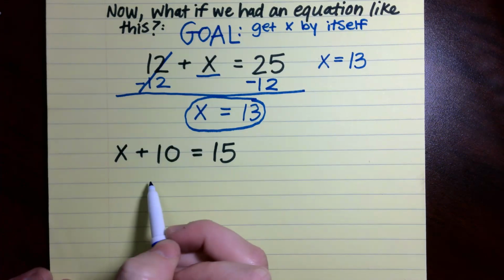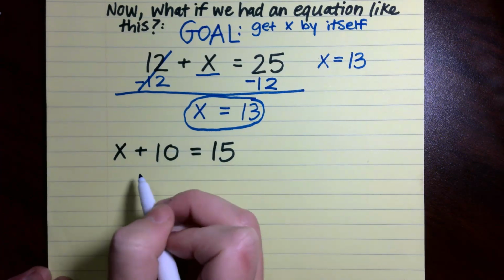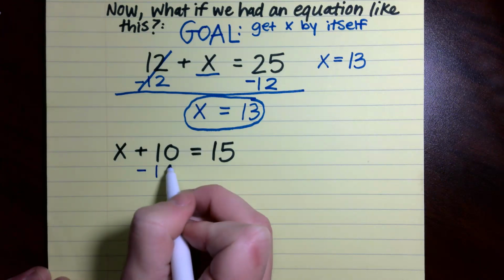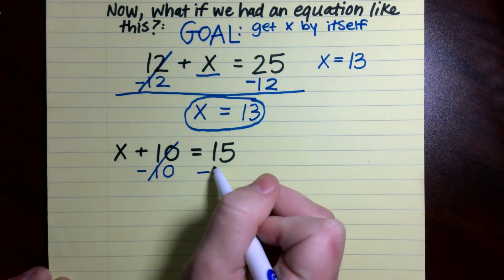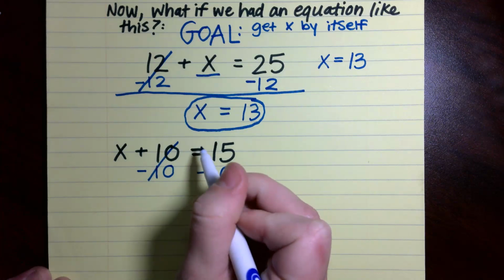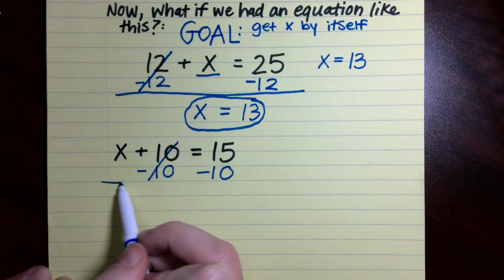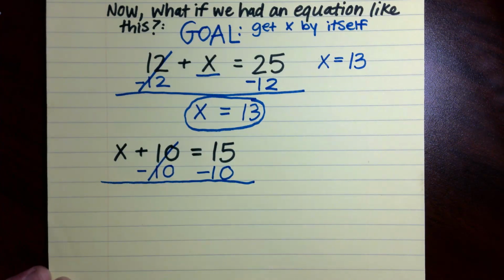So we want to do the same thing to both sides here. Minus 10 here to cancel them. And then minus 10 on the other side of that equal sign. Now I'm going to draw a line under it. And that'll work no matter how high that number gets. It'll always work.